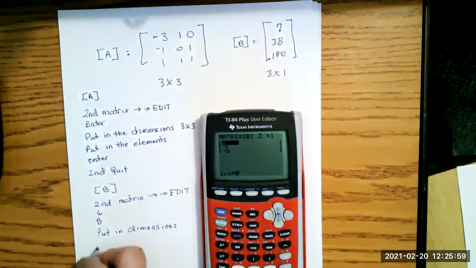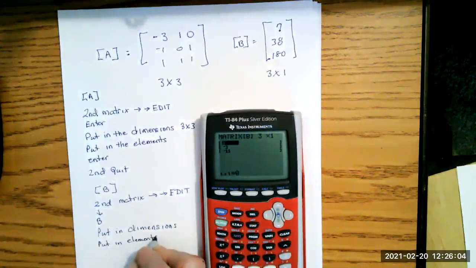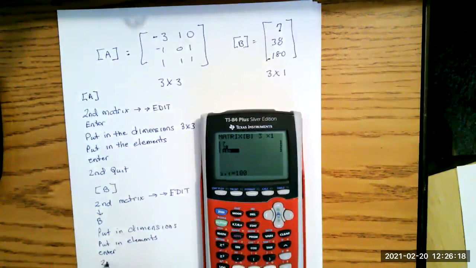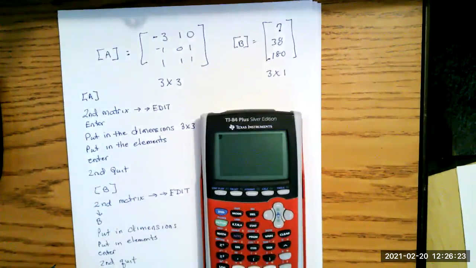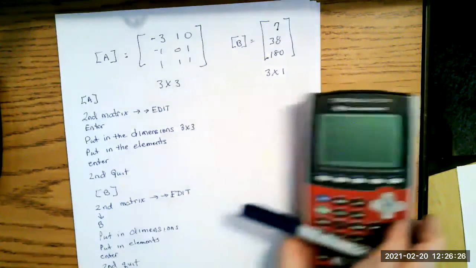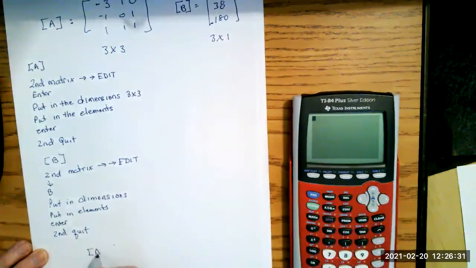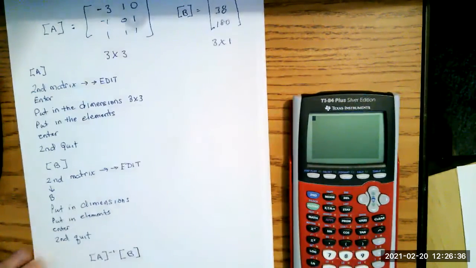If you don't have yours in there, you'll need to put in the dimensions. And then put in the elements. And you have to enter after each one of them that you put in. So I have a 7, enter, 38, enter, 180, enter. Then you do second quit, and you have a blank screen again. Now what I want in my blank screen now is for me to have matrix A inverse matrix B. That's what I want to see.